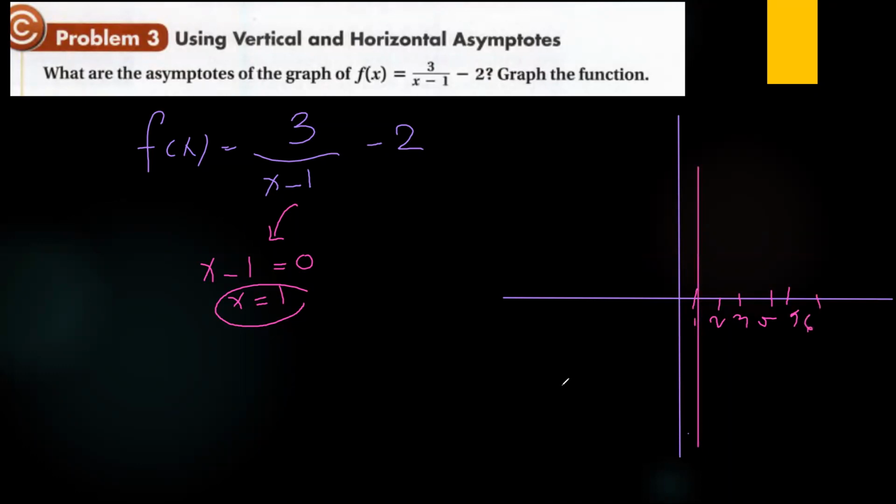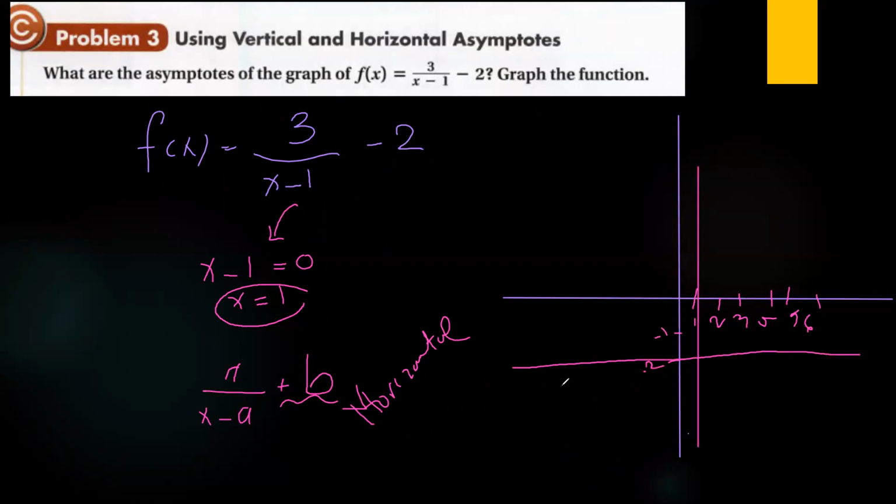Now, look here. Remember, we said that it has to be 1 over x minus a plus b. This b will be the horizontal asymptote. So what is the horizontal asymptote from the equation here? -2. At point -2. Good job.